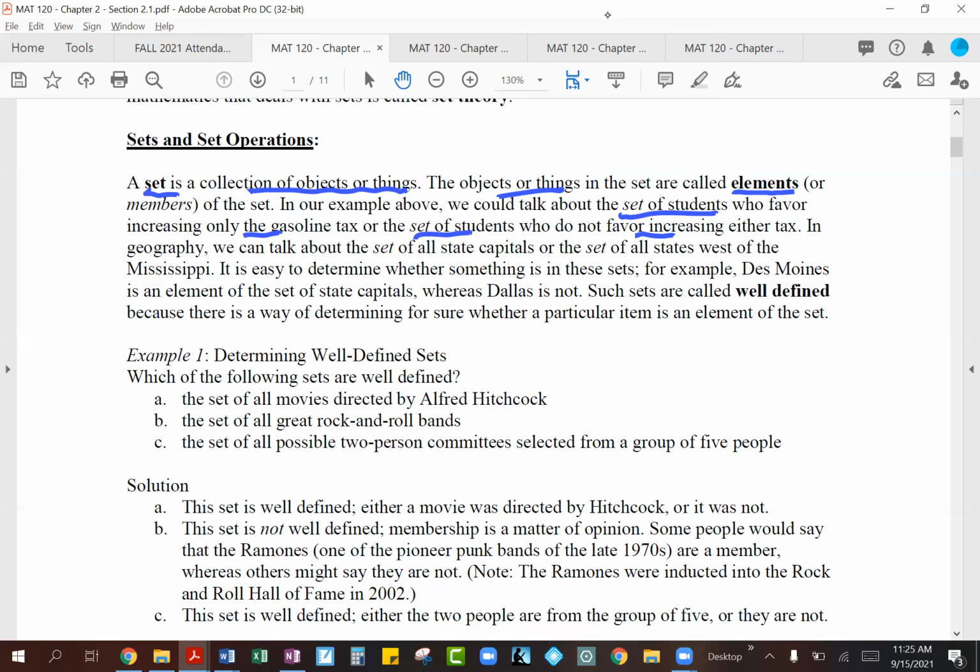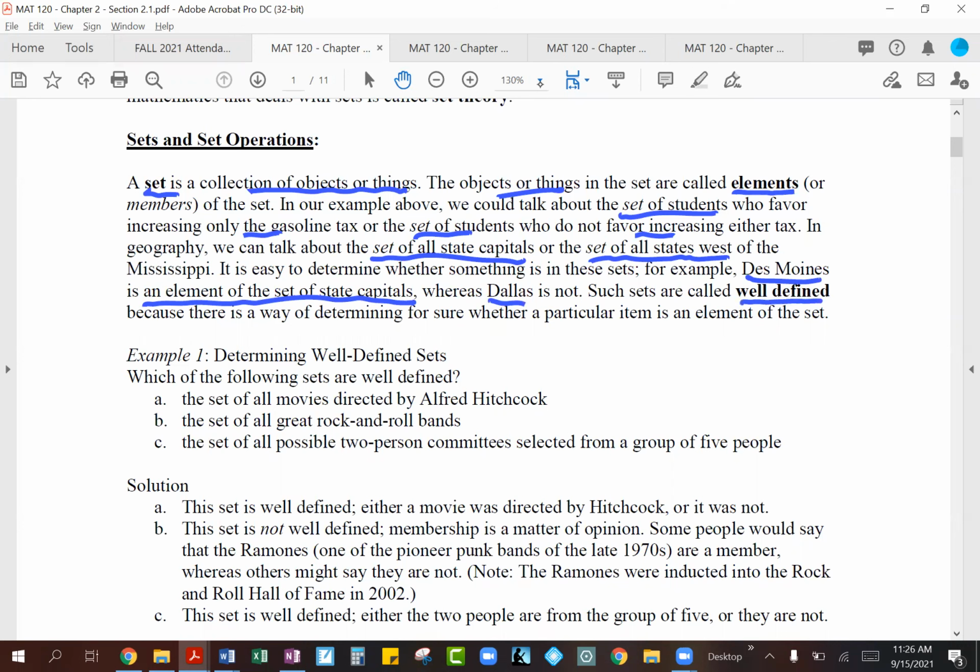But again, your set can be just anything you are working on. A set can be all the state capitals, or all the states west of the Mississippi. It just depends on what context we are talking about, and your set is a collection of objects or things. If we're talking about the set of state capitals, then we can say Des Moines is an element of the set of state capitals, because it is the state capital of Iowa, whereas Dallas would not be part of that set because Dallas is not a state capital. So it really depends on what your set is and what those elements are going to be.